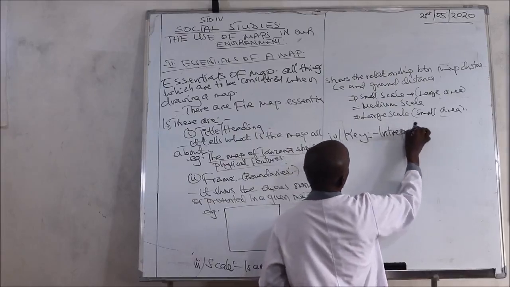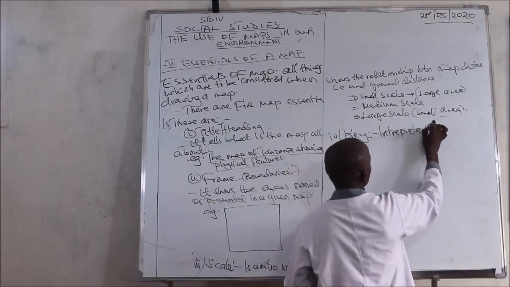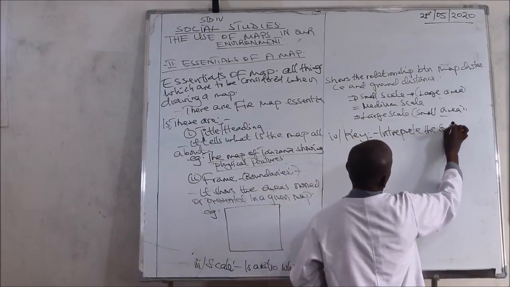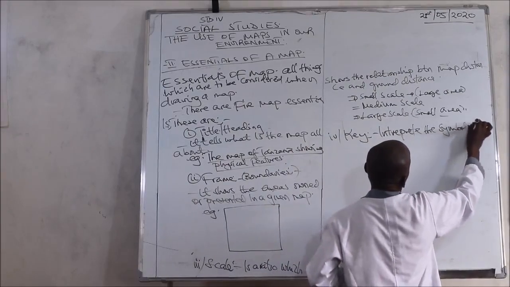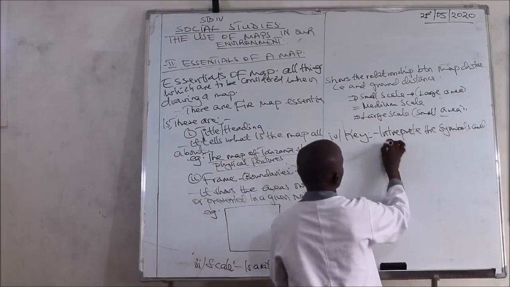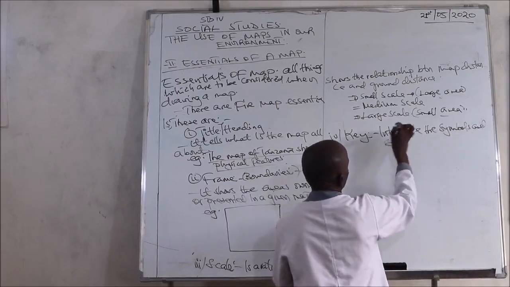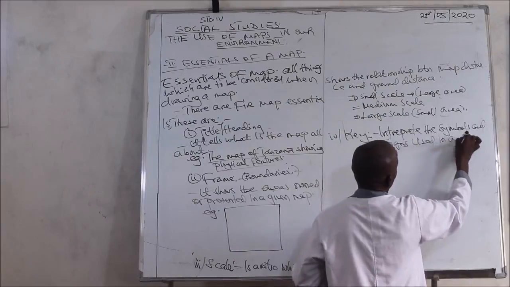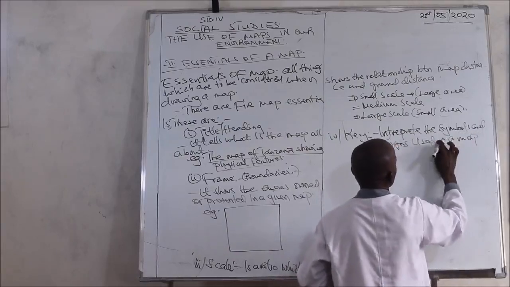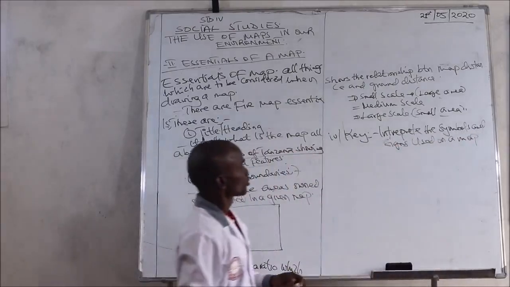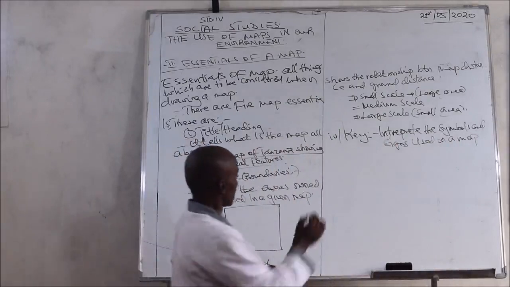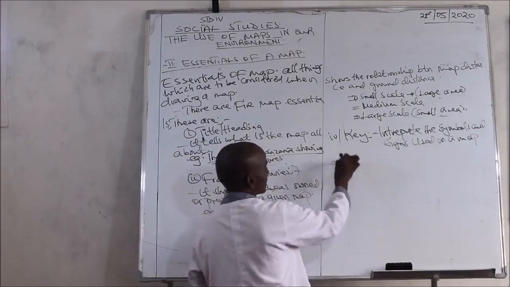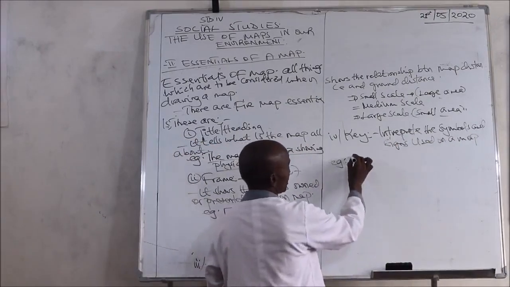It interprets the symbols and also signs that have been used on a map. This one is all about the key. Now, for example, you can meet with something like this in a map.